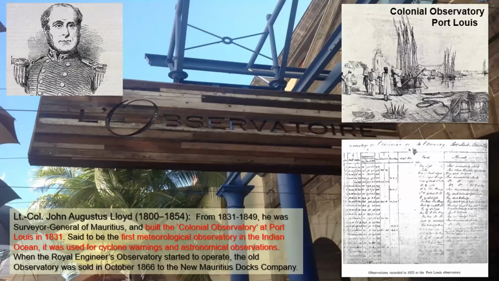Very quickly, this is a picture of Colonel Lloyd, who set up one of the first observatories in Port Louis. There's a little diagram on the far right at the top, which is a drawing of what it was like then. Now you can see a bit of it in the background there. It's a centre, with a restaurant, on the dock, quite an upmarket enterprise. But there are still some vestiges of the old observatory inside that area. It's said to be the first meteorological observatory in the Indian Ocean. It was used to make cyclone warnings and to take astronomical observations.